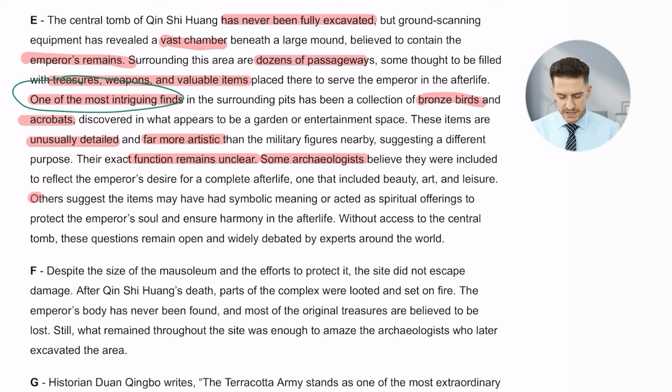Okay, so maybe it's saying that there's some confusion about why these items were there. Others suggest they may have a symbolic meaning, okay, protect the emperor's soul. Without access to the central tomb, these questions remain open. So for this one, it sort of has two main ideas. The first one is it's saying that there is a lot of equipment. There are a lot of things, or there were a lot of things. And it's also talking about the function of these things, or why they were there is not clear to people.